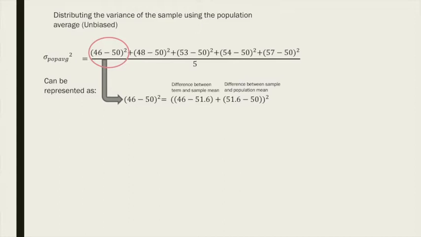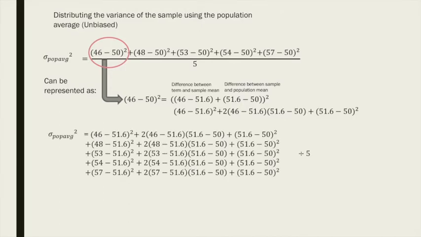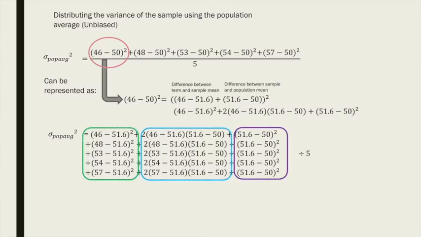In this case, the sample mean is 51.6 and the population mean is 50. Now that we have two components that are inside the square bracket, we can expand this bracket using the property a plus b squared equals a squared plus 2ab plus b squared. Now when we repeat this for the 4 other sample data values, the variance using the population average is shown as below. For subsequent calculations, the population variance will be split into 3 sections highlighted in green, blue, and purple.